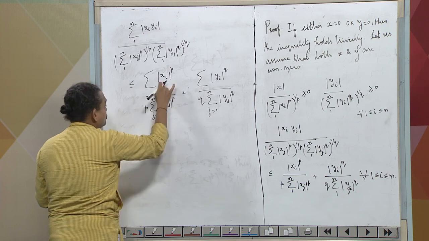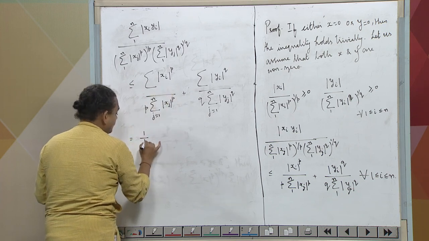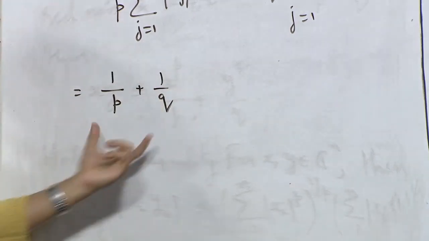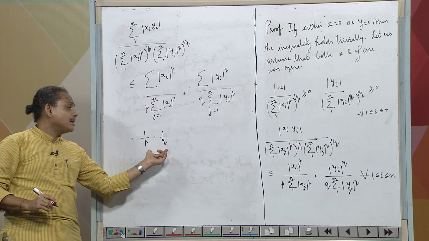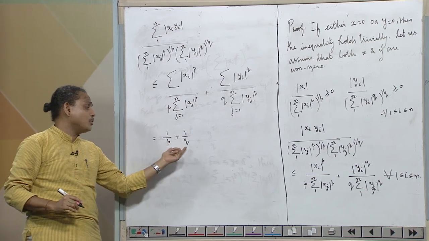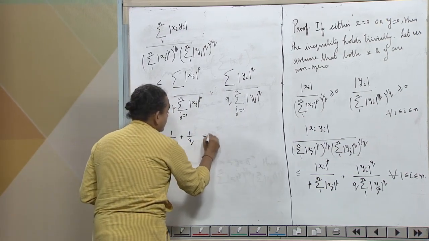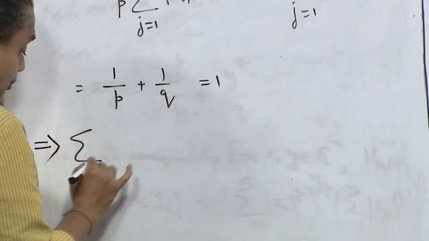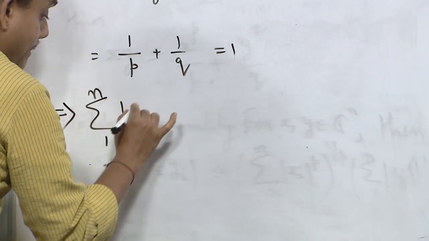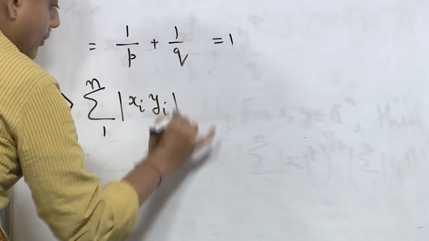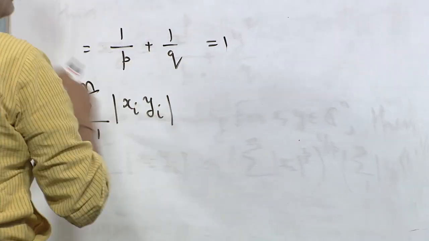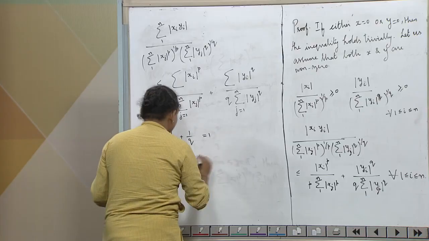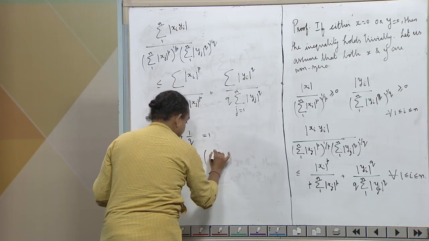So, what you will have is that these two will get cancelled, you will have simply 1 upon p, and similarly here you will have only 1 upon q. The choice of p and q are such that the sum of the reciprocals is going to be 1. So, which will tell us that summation 1 to n mod xi yi upon these two is equal to 1, or equivalently if you bring those two quantities to the right hand side, you will have the inequality that we wanted.